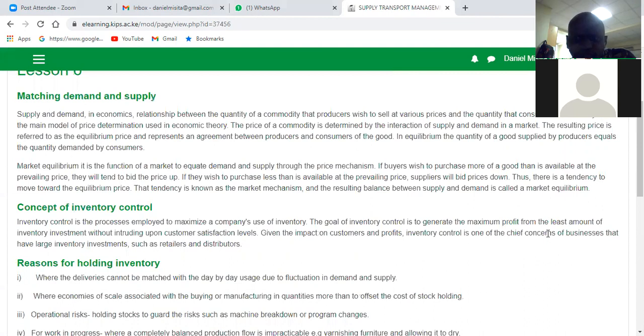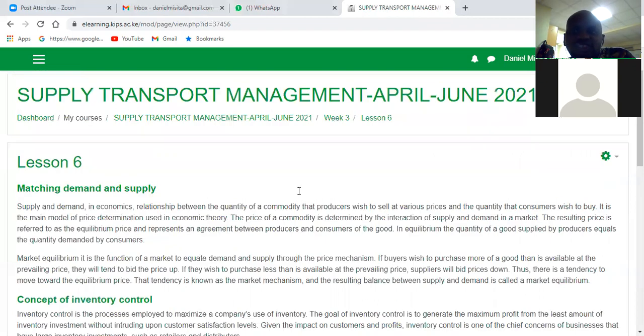So when you are talking about matching demand and supply, we basically want to understand the issue of inventory control. And inventory is the stock within a particular organization. So inventory must be controlled to ensure that you're able to maximize the use of stock in the organization. And one of the goals of inventory control is to generate maximum profit at the least amount of inventory investment. So you are investing in inventory and ensuring that what you invest in, at the end of the day, you are going to get your returns on investment.